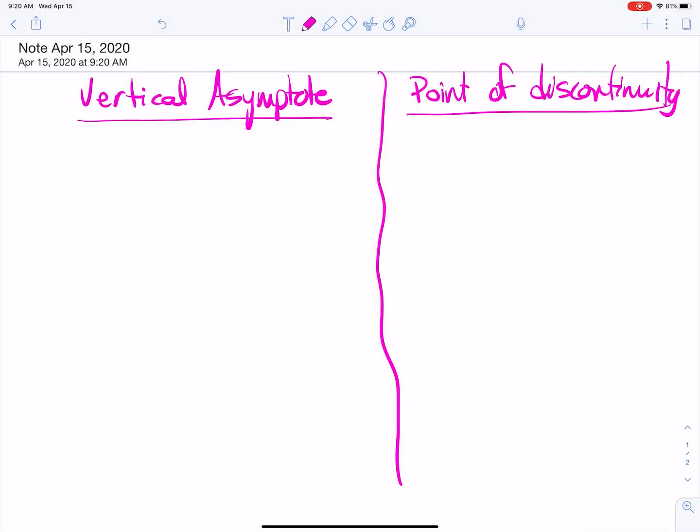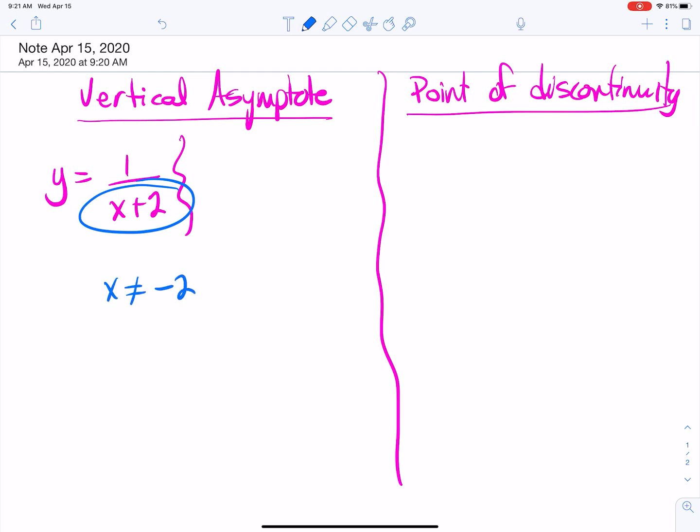So we've already discussed a vertical asymptote. When does that happen? Well, if I have something like this, it will create a vertical asymptote. How come? Because this factor doesn't cancel out with the numerator. So I know that x cannot equal -2, and that'll be a vertical asymptote. But I just want to give you an overview. Let's say I have something like this.